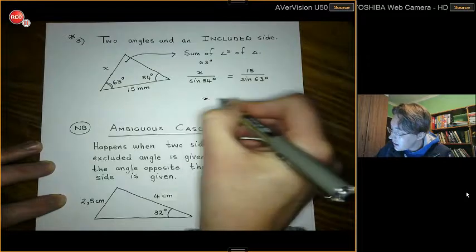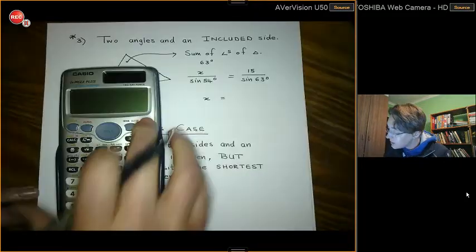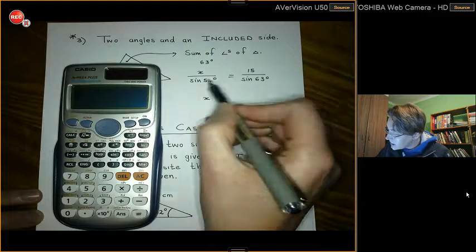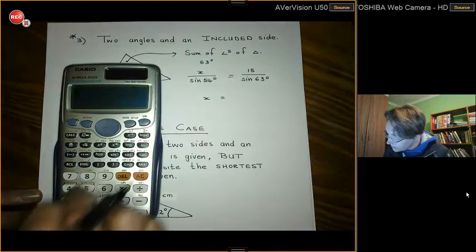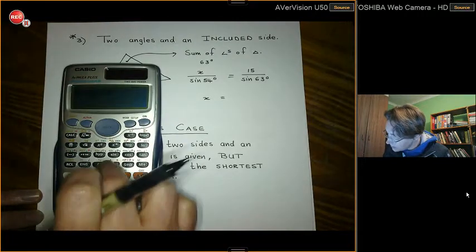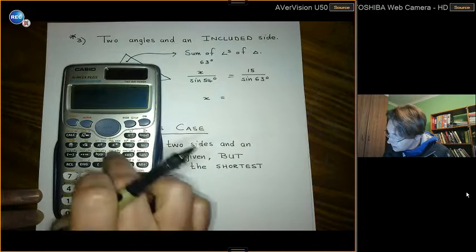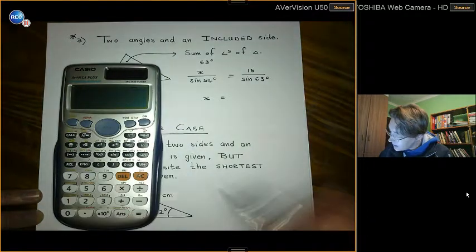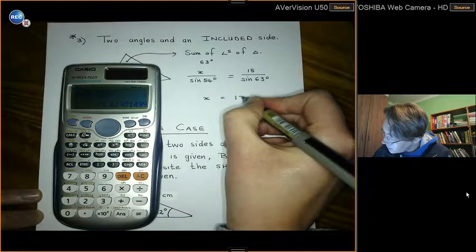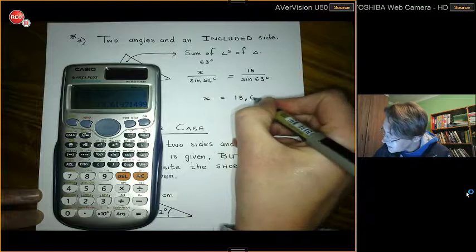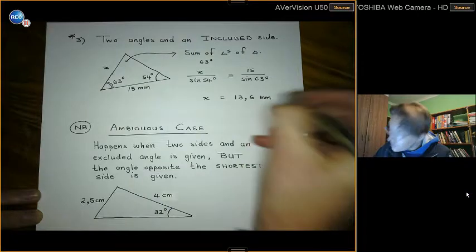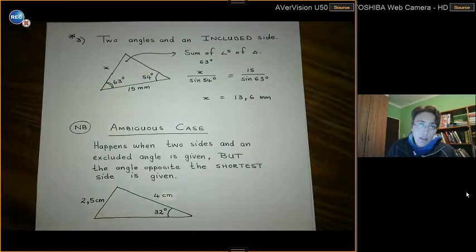And again, I can just type it into my calculator: 15 times the sine of 54 divided by the sine of 63. And that is then going to be equal to 13,6, and the units here is millimeter. So that's pretty much the sine rule. That's how you use the sine rule.